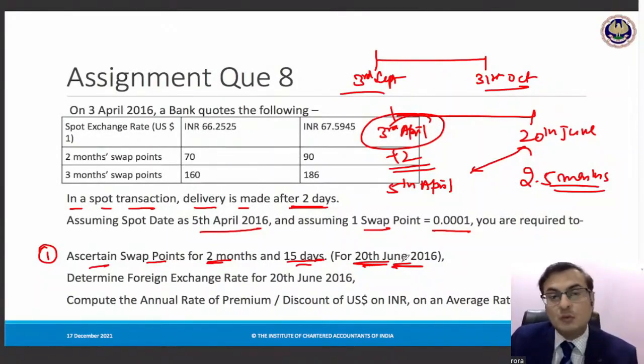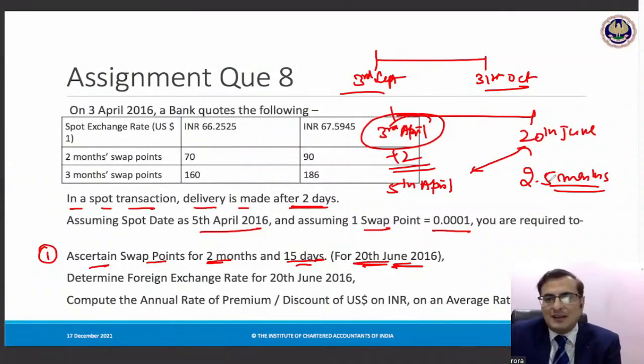Sir, can they give 2 months and 1 week also? Yes. What you'll do? 1/4. Here you have done 2.5. There you'll do 2.25. Sir, 8 days, 9 days? No, not that, obviously. Say first week, or let's say half month, and accordingly you can change.